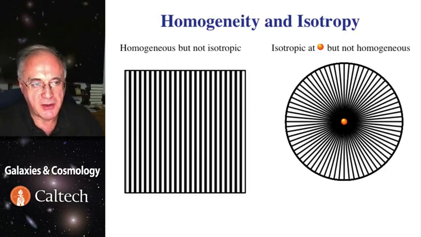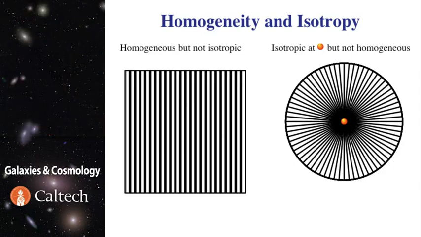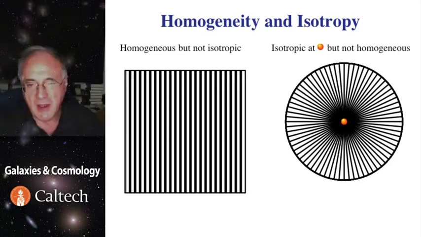The picture on the left is homogeneous. You can be anywhere in an infinite plane covered with stripes and it looks the same, but it's not isotropic. The stripes have a given direction, so it's not the same along the stripes or orthogonal to them. The picture on the right is isotropic from the point in the middle, the same in all radial directions, but it's clearly not homogeneous.